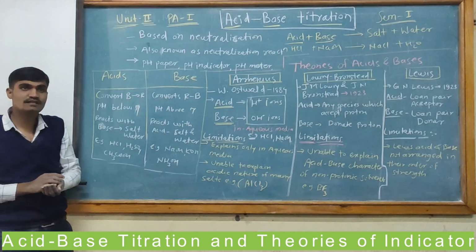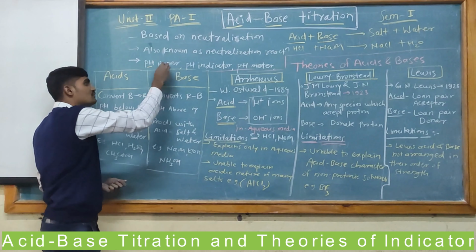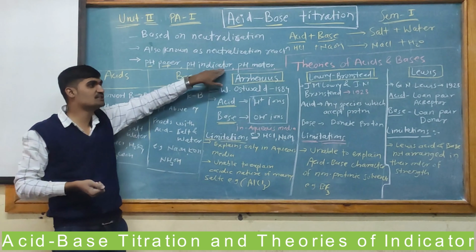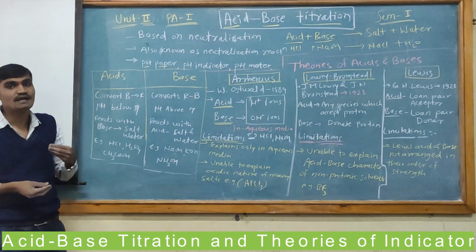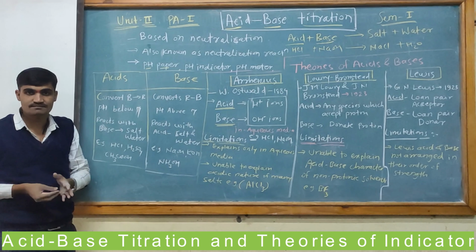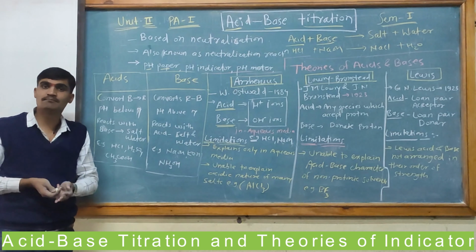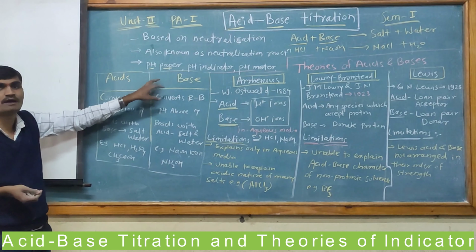During the titration, we need to determine the endpoint. We use a pH indicator, pH meter, or conductometer to determine the endpoint of the titration. There are various concepts about acid and base. Generally, we know what we mean by acid and what we mean by base.